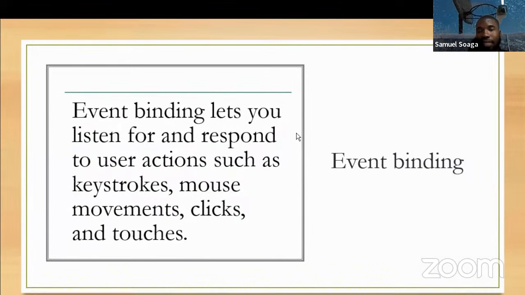Event binding is another one-way data binding type that lets you listen for and respond to user actions such as keystrokes, mouse movement, clicks, and touches. What that is simply saying is that, so far with the first two we talked about, we're passing information from the components to what the user sees. But you can also pass information from what the user does back to the component. That's what we call event binding.